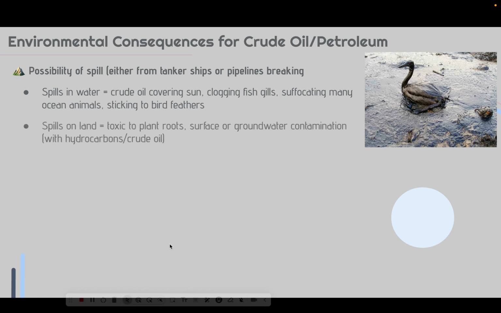We've probably seen pictures of this. I know there's a video for Dawn dish soap where they use Dawn to cut down on the oil on bird feathers. They actually do that. It's a really sweet commercial, but we've probably seen that commercial. If there's a spill on land, it can be toxic to the plant roots, the surface water, the groundwater. It's all contaminated with those hydrocarbons.